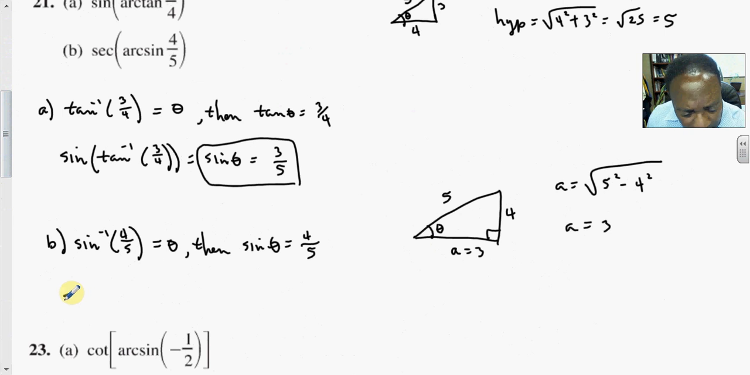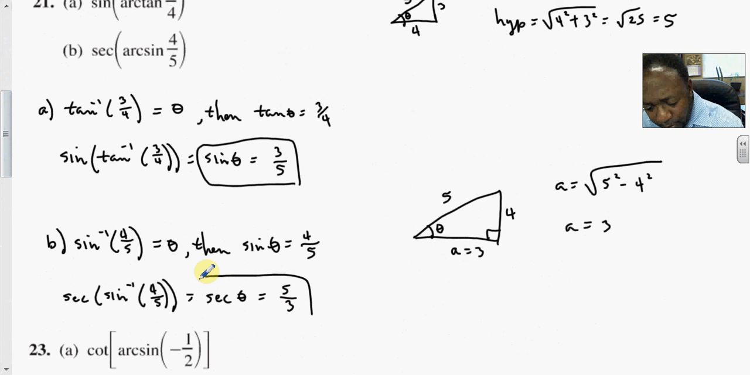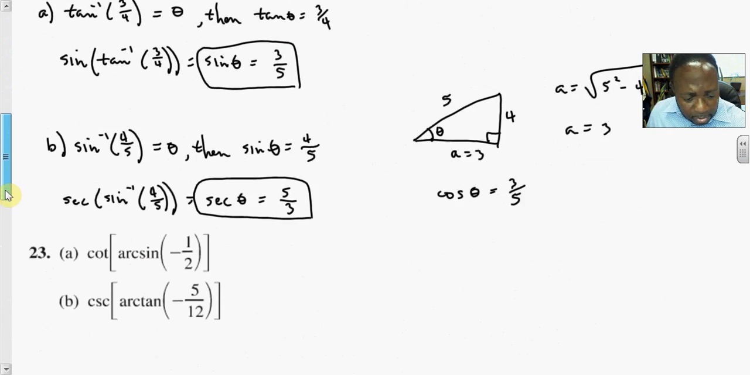So let's see what we have. We have the secant of sine inverse of 4 over 5. So this is the secant theta. Now secant is the reciprocal of cosine. Cosine of theta is 3 over 5, so the secant would have to be 5 over 3. Right? Cosine theta is 3 over 5. Let's move on to the next one.